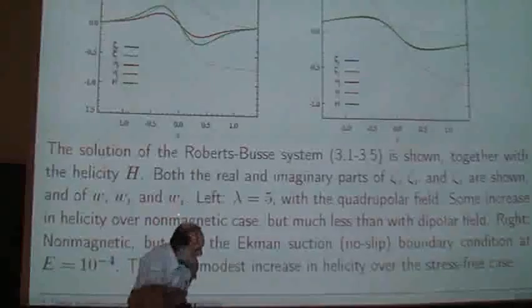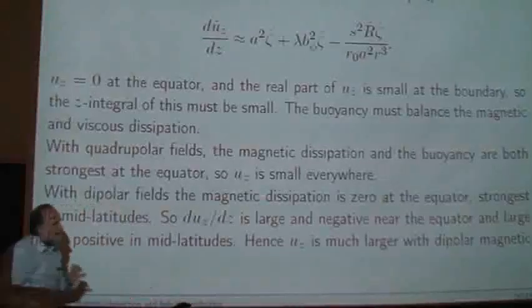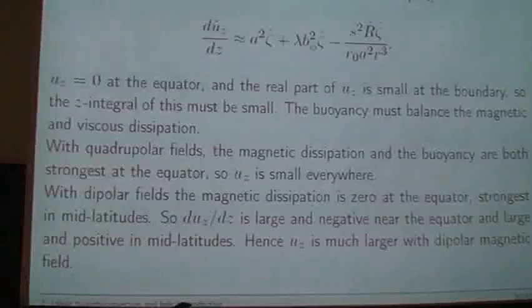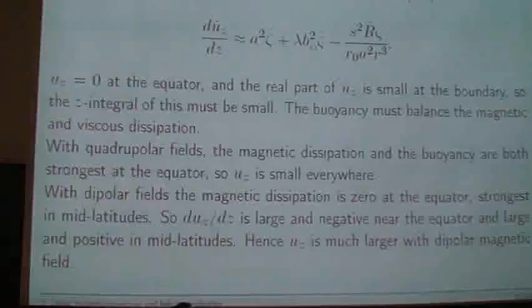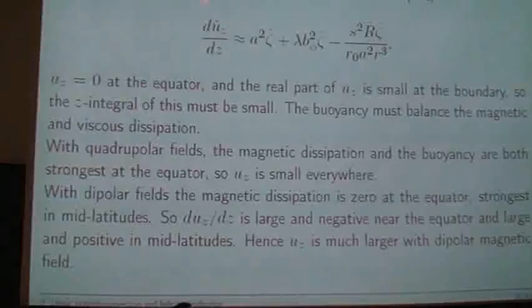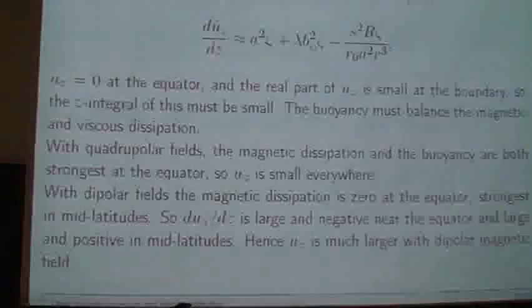Okay. So now let's try and understand why it is that that dipole field is producing this massive increase in the helicity. Well, I'm just going to drastically simplify my equations. I'm going to just look at the real part. The imaginary part should be there, of course, but the wave speed is quite small, and the omega turns out to be quite small. So to a first approximation, we can just look at the real part of the Z vorticity equation. That tells you basically the story. So there, the real part has this balance between buoyancy driving, viscous damping, magnetic damping, and vortex stretching.